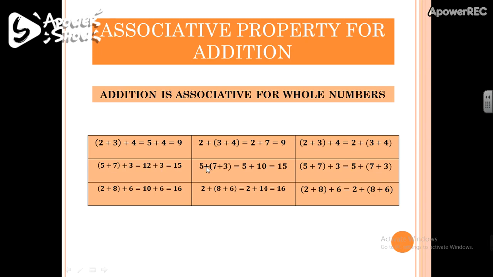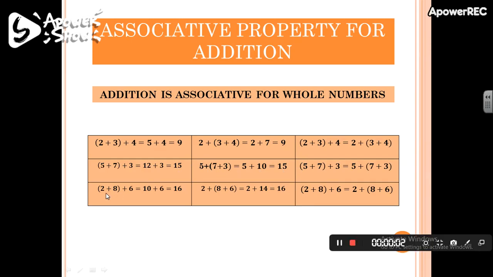Here I am adding 7 and 3 before. So 7 plus 3 equals 10, and now add 5. So 5 plus 10 equals 15. Again the sum is the same. So that means (5 plus 7) plus 3 is equal to 5 plus (7 plus 3).